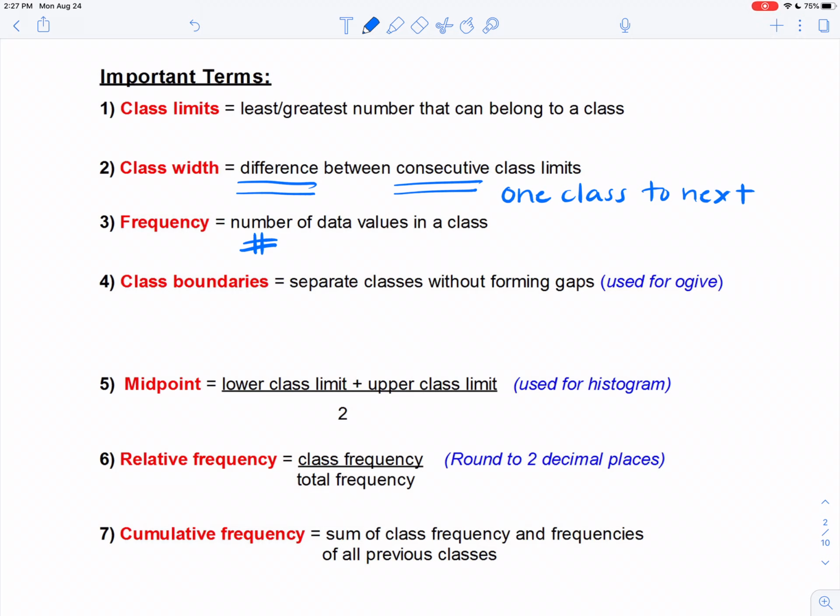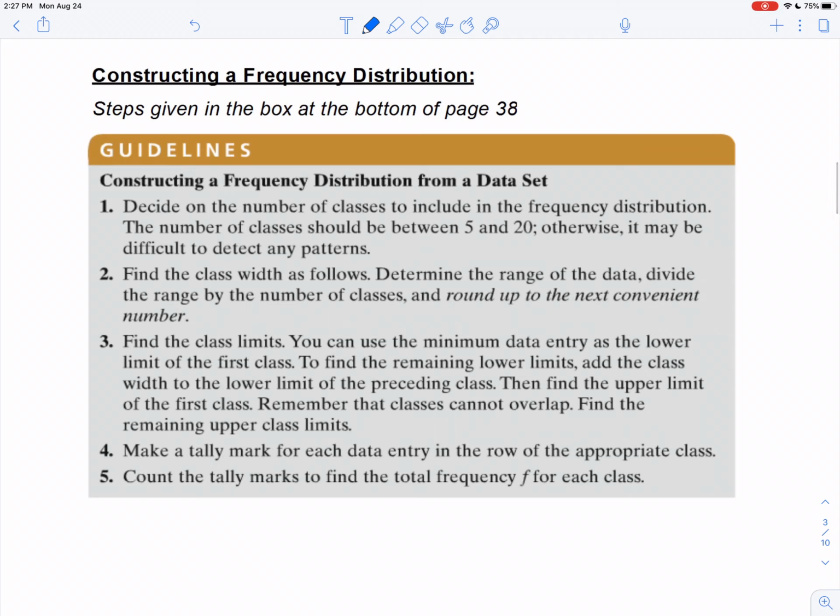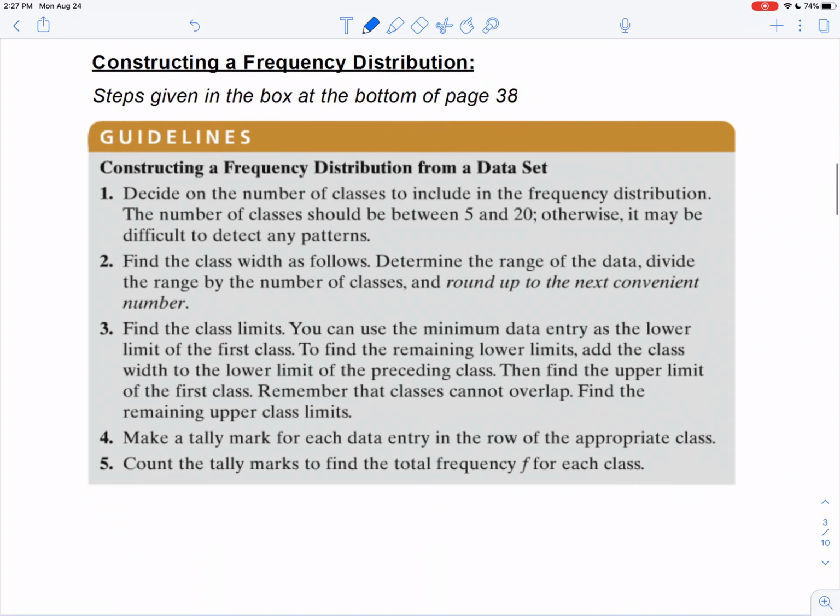All right, so let's stop there for right now and let's focus only on these first three terms and how we would put this information together if we had a data set and we wanted to construct our own frequency distribution. Then we'll come back and talk about those other four terms in just a minute. I pulled the steps here. This is straight from your textbook, just so you'll know the steps that I'm referencing. But we're going to walk through these same steps every time we go to take a data set and construct a frequency distribution.